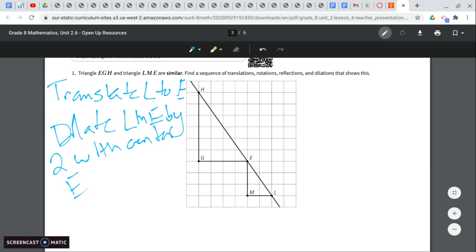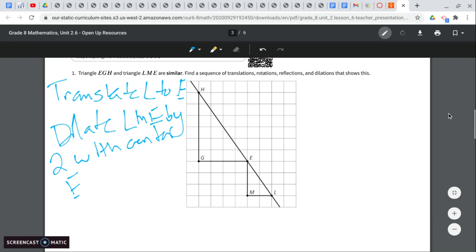Now, we also could have done our dilation first. We could have shrunk it down and then moved it down. It doesn't matter. So like I said, there are multiple ways to go between these two figures. And it's just that sequence of transformations. We can have more than one that will get them between. But being similar means that we can do these transformations. So they're not congruent because the sides aren't the same. They are similar instead because there's the dilation involved.